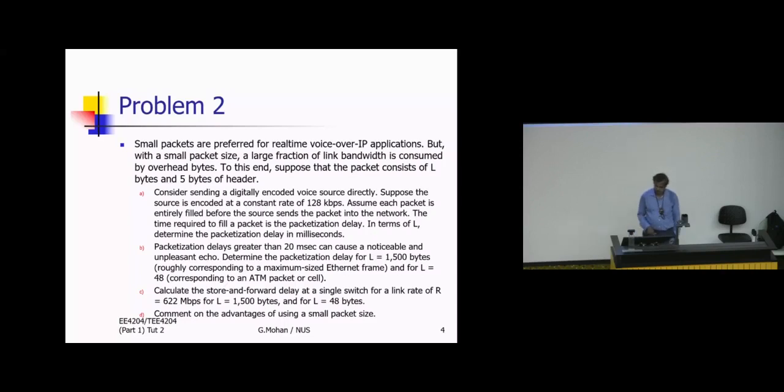With small packet size, a large fraction of bandwidth is consumed by the overhead bytes. So here, the header. This we have already seen. If the packet is small, then we need to generate a large number of packets. So to this end, suppose the packet consists of L bytes and 5 bytes of header.